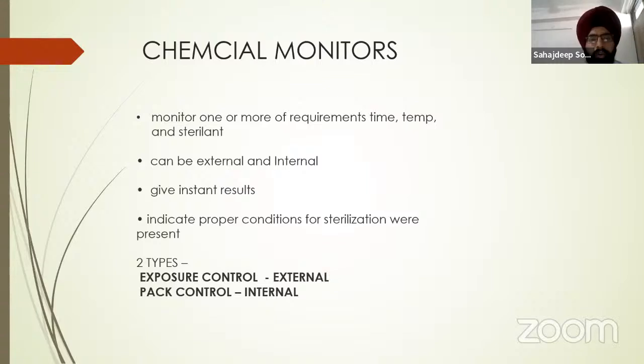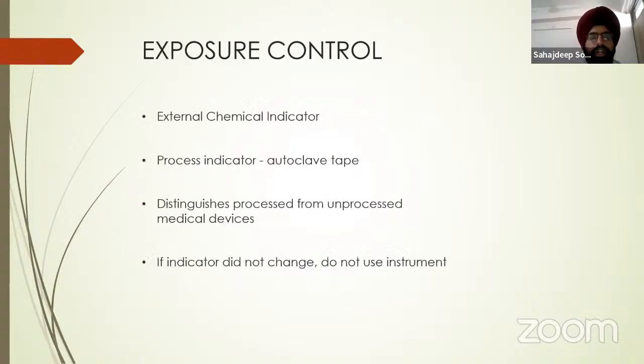They monitor one or more of the requirements like time, temperature, and sterilant penetration. They can be internal or external, and they give instant results. They indicate the proper conditions were met during the sterilization process. They are of two types, external and internal. First is external, which indicates the exposure control. They are placed on the outside of the pack, and they are the process indicators. Example, autoclave tape. These are used to distinguish an unprocessed medical device from a processed one. If the external indicator does not change in color, the instrument pack should not be used.